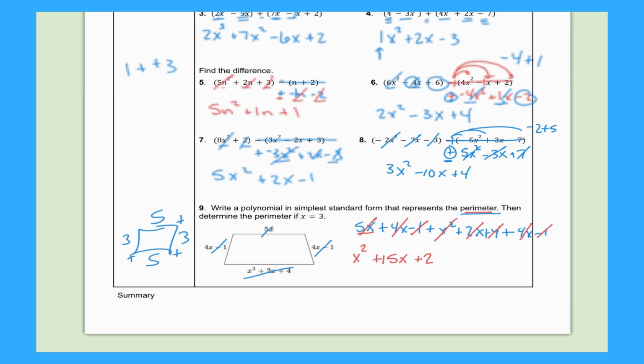Then determine the perimeter if x equals 3. So now I'm just going to plug in 3 for x. So 3 squared plus 15 times 3 plus 2. So we plug in the 3 everywhere we see an x. That's going to be 9 plus 15 times 3 is 45 plus 2. And then 9 plus 45 is going to be 54 plus 2, and we get 56. So if x is 3, the perimeter would be 56.